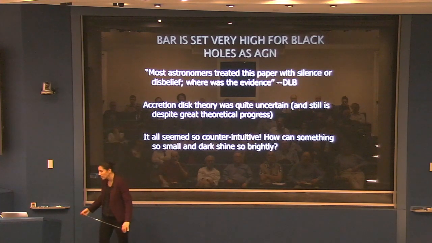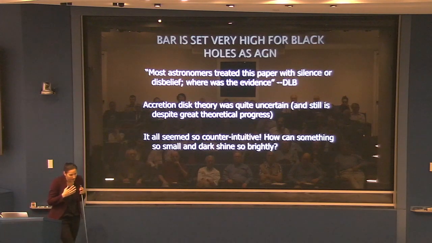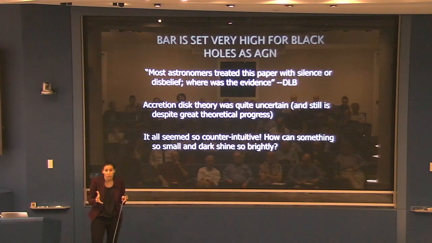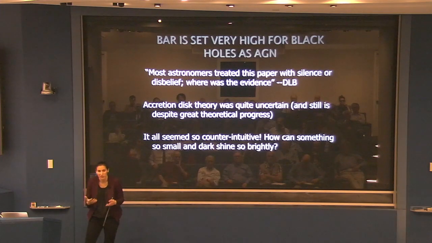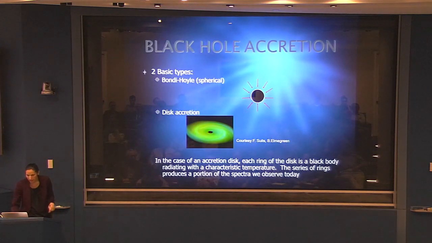Where was the evidence? Unlike general relativity, even though it solved this important problem about energetics that people had been struggling with since the 50s, it was not accepted immediately, and it was very counterintuitive. So how could you produce so much energy?